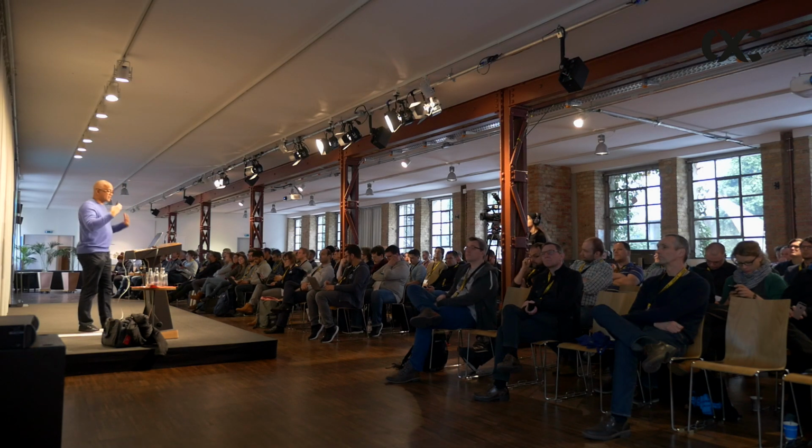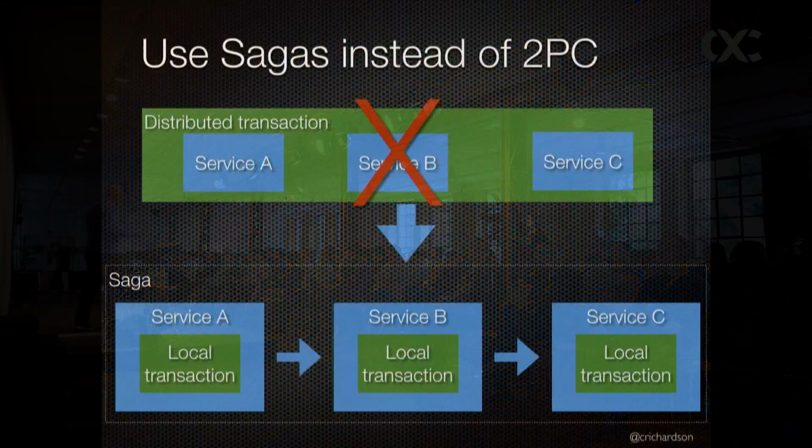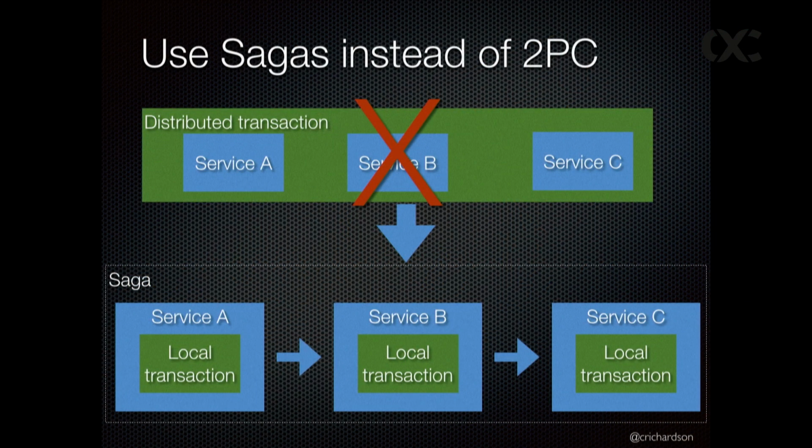But the idea with a saga is that instead of a single distributed transaction that spans multiple services, you're using this saga model, which is a sequence of local transactions. So one service does something, and it emits an event or a message that triggers the next local transaction in some other service, and so on and so forth until all of the data that you want to update has been updated.